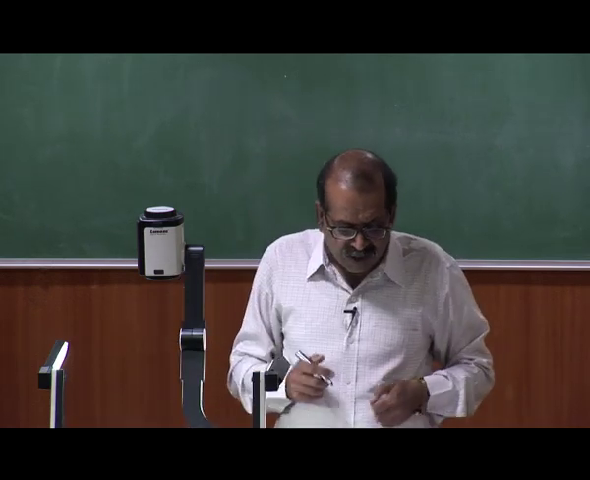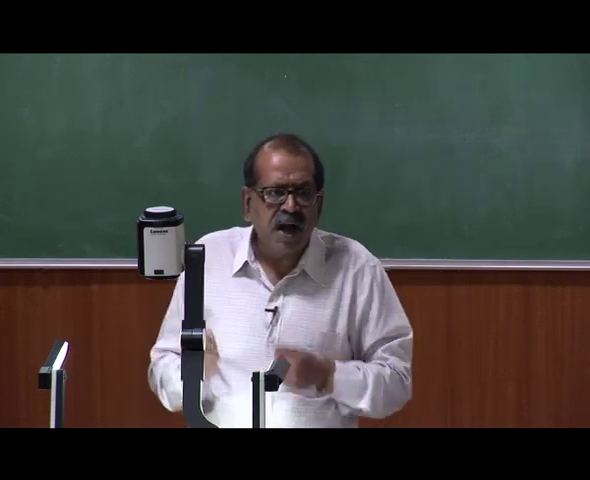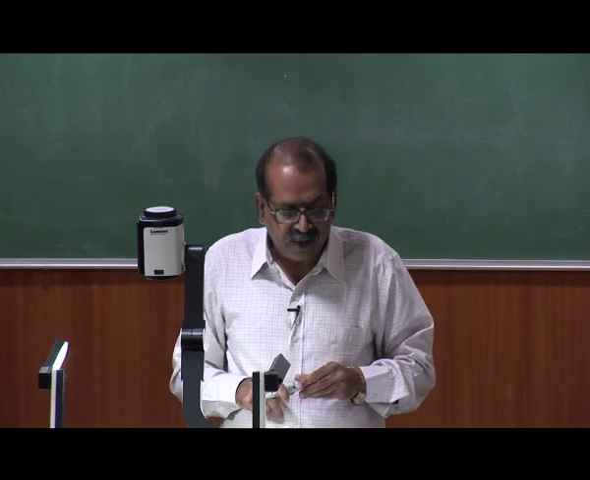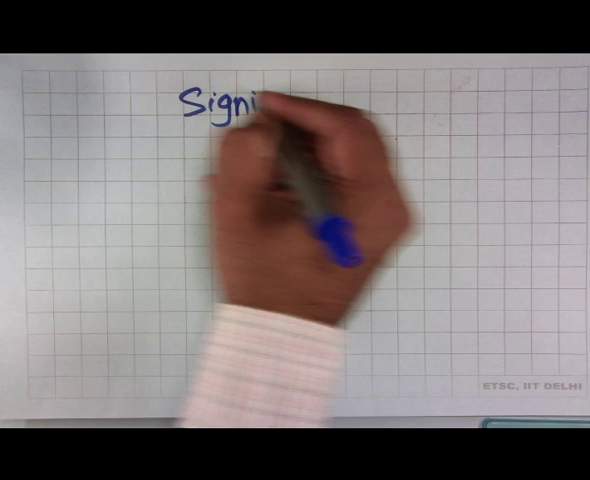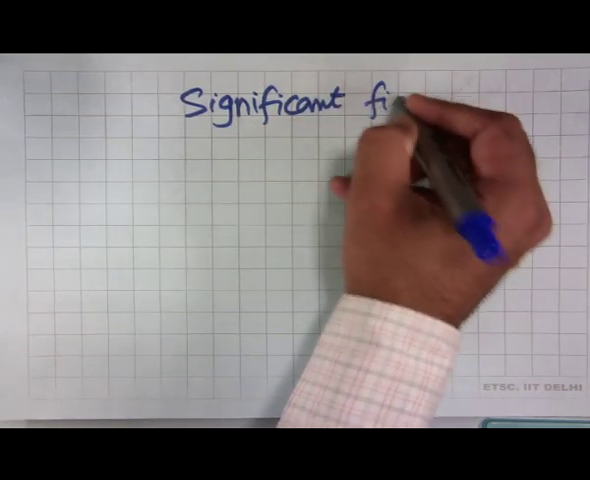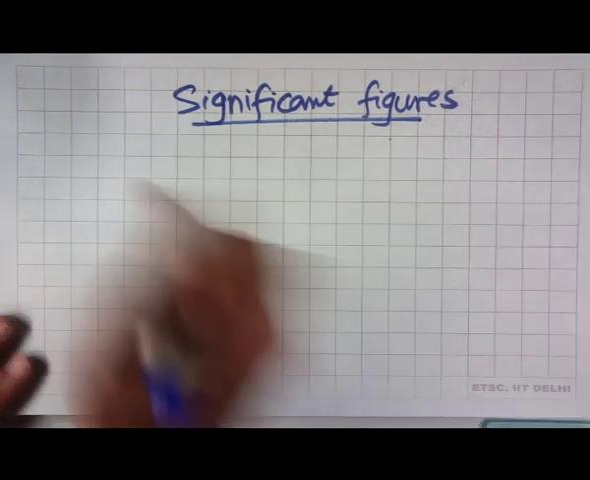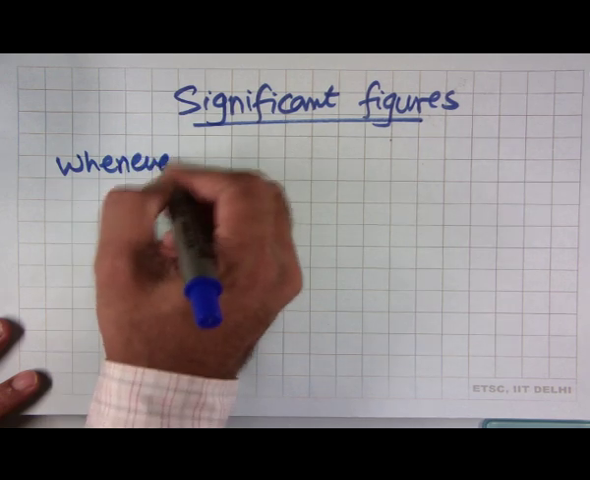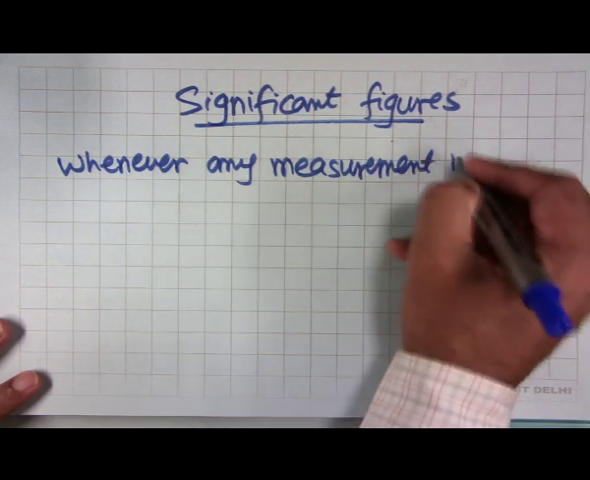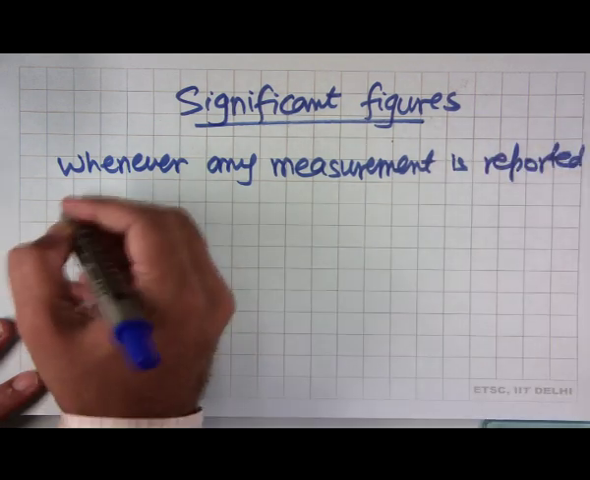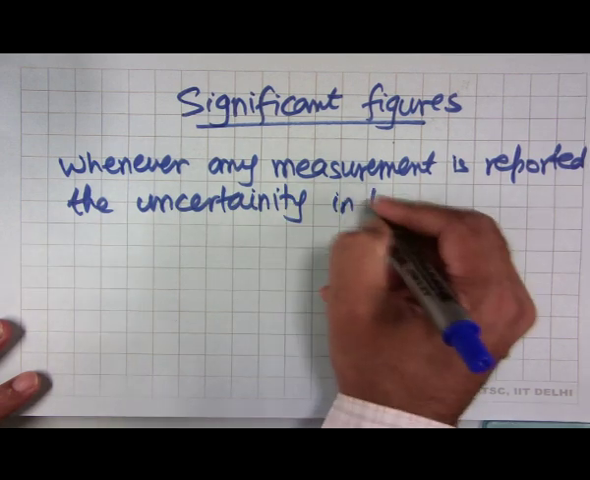Now, having seen this concept of errors, what we have seen is how we find errors in quantities which are added and errors in quantities which are either multiplied or divided. Next, we talk about significant figures in a measurement. Whenever any measurement is reported, in the measurement the uncertainty in the measurement is in the last digit.